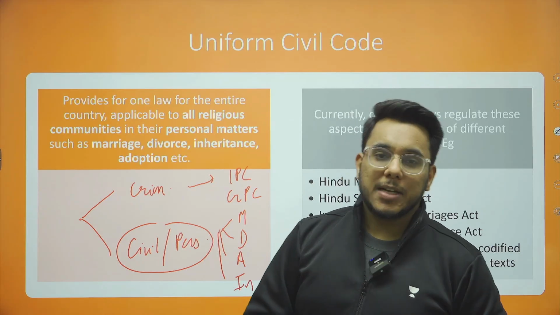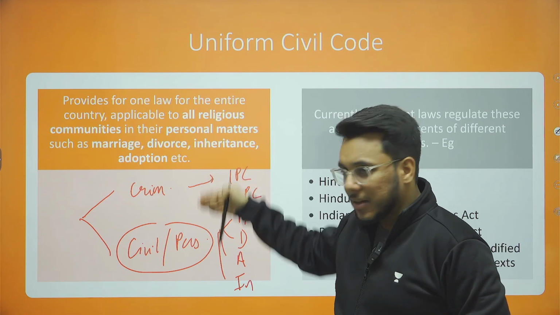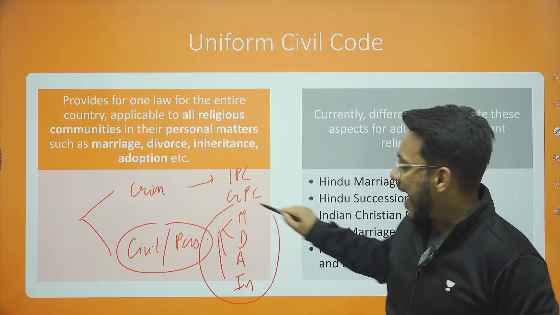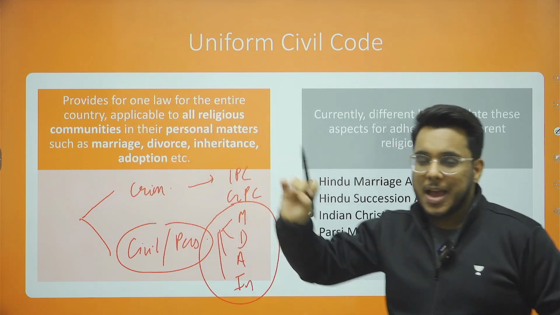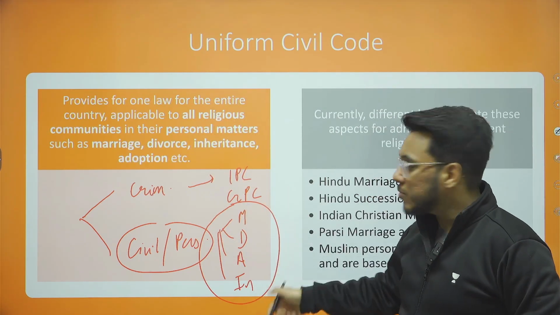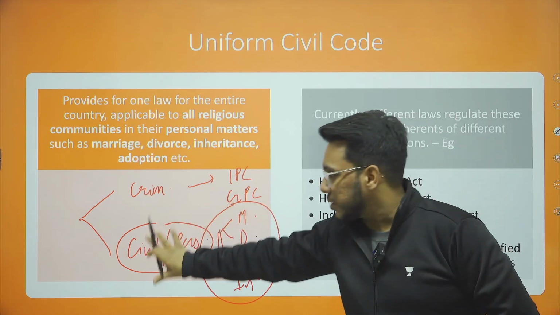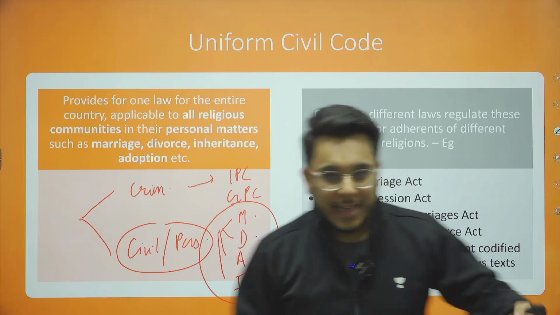Different communities have the freedom that, as per their own religions and personal laws, they can define the norms of marriage, divorce, adoption, and inheritance. A uniform law is not there for these particular matters in India. I can show you certain examples.